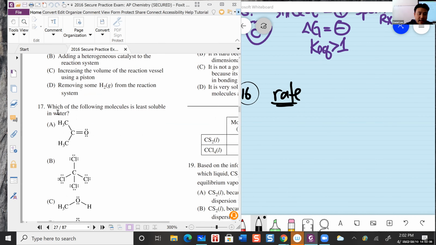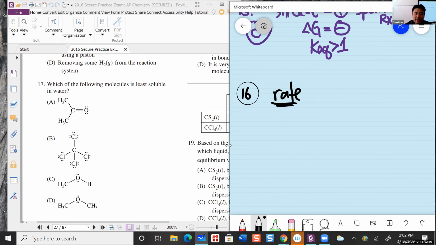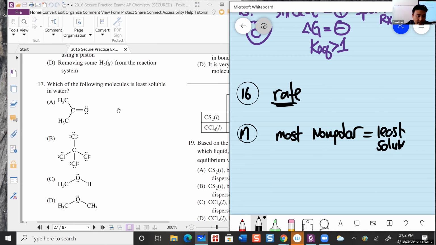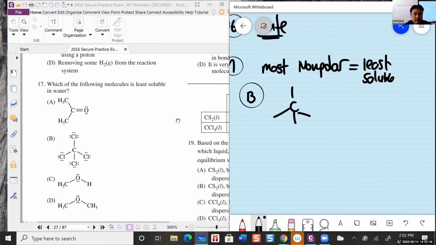Number 17 is a Lewis structure, and you want to know which one is least soluble, meaning most nonpolar. So the most nonpolar will be the one that is least soluble, right? So I'm looking for nonpolar. The answer is B, because it's tetrahedral and nonpolar. Remember, I gave you four ways to tell whether a molecule is polar or nonpolar. So B is the only answer. Yeah, that's nonpolar.